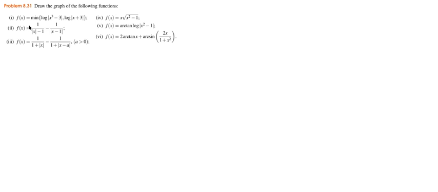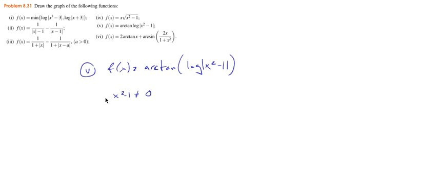Part 5. This is the arctangent of the logarithm of the absolute value of x squared minus 1. Now, what's the domain of this? Well, the domain of the arctangent is the real line, so we don't care about this. But the domain of the logarithm is the positive numbers, so x squared minus 1 has to be different than 0, right? Because this is an absolute value. This is 0 exactly at plus minus 1, so at minus 1 and 1 we're going to have some singularities, right?